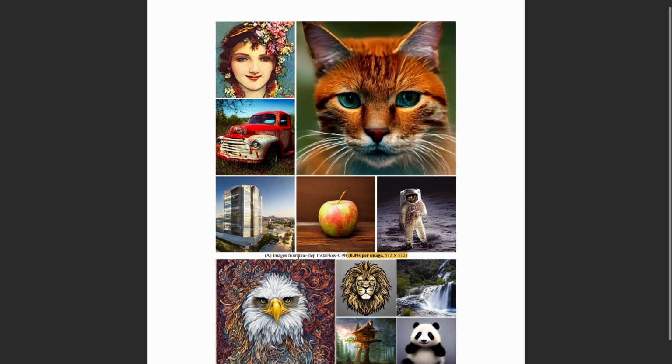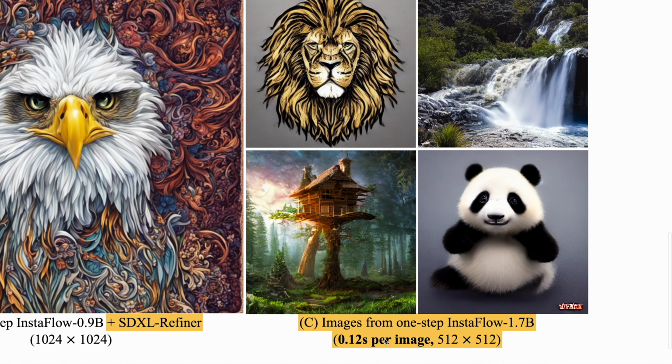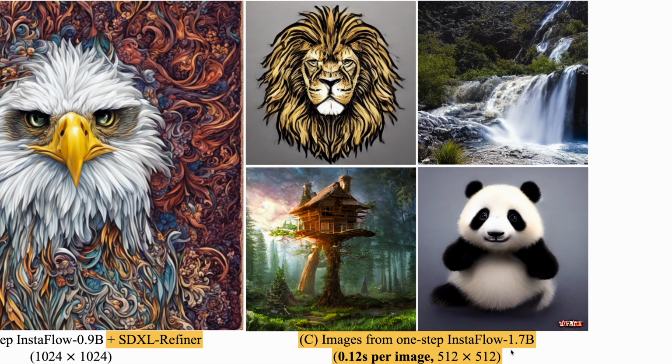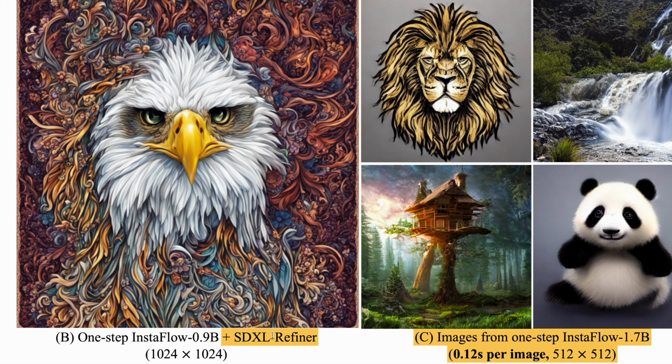So that's what you can get with this model in 90 milliseconds. So you can generate any aspect ratio. No, sorry, these are square images, 512 by 512, again in 90 milliseconds. There is also the scaled model, the 1.7 billion parameters. This one generates in 120 milliseconds. You can also use the SDXL refiner on top of it if you want to upscale the images and refine details.